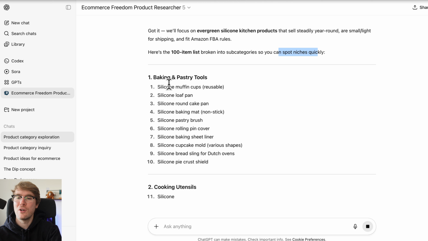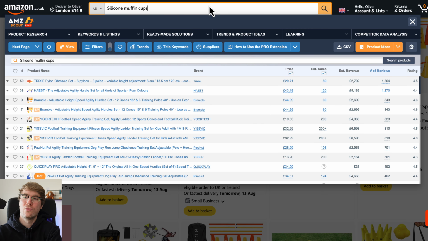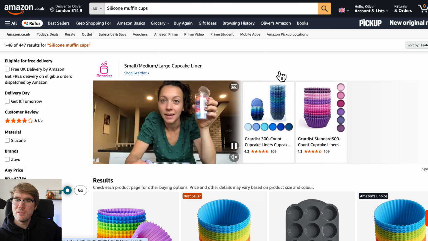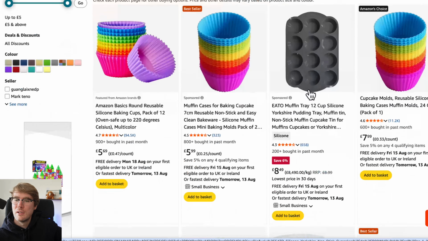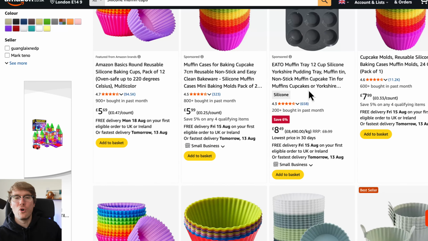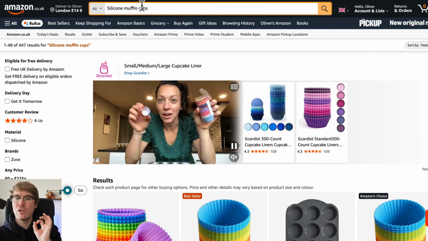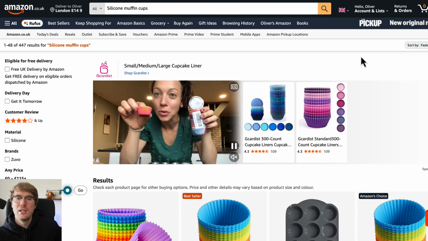So why don't we go with silicone muffin cups? All right, so we're going to search for that on Amazon. Just type in the keyword. I really want to see an overview of the niche. So now we've got a keyword, an idea for what product to actually sell.